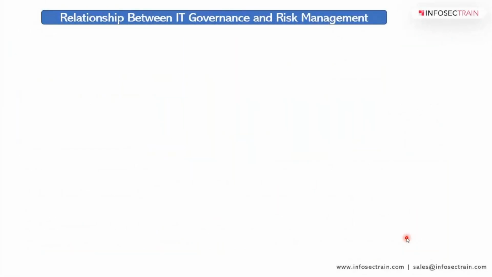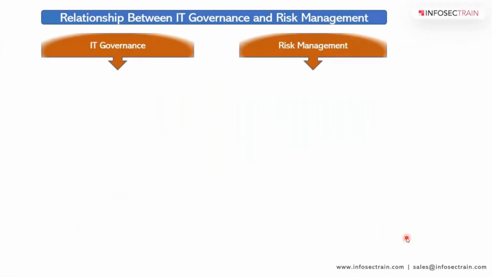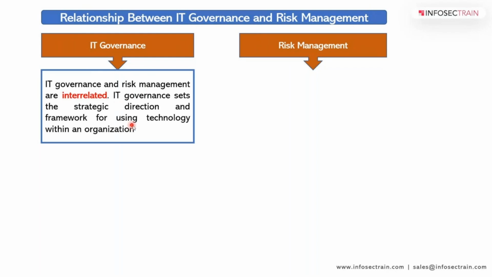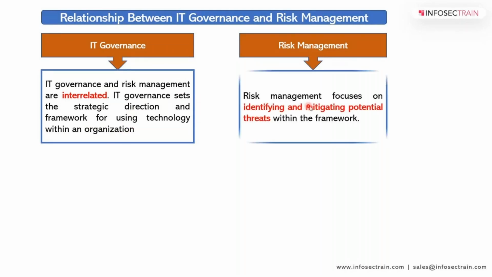Let's see what is the relationship between IT governance and risk management. IT governance and risk management are interrelated. What is governance? Governance sets the strategic direction and framework for using technology within the organization. What is risk management? Risk management focuses on identifying and mitigating potential threats within the framework.